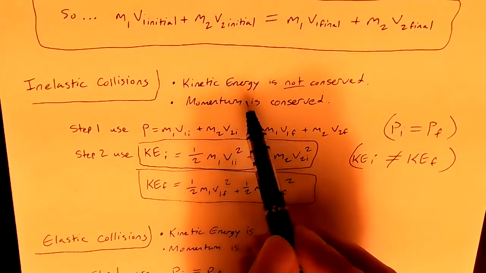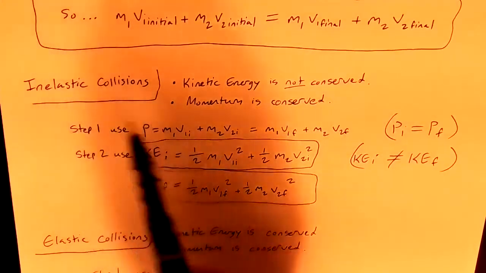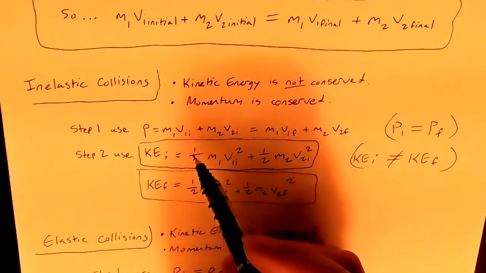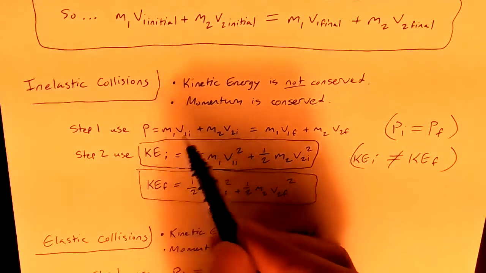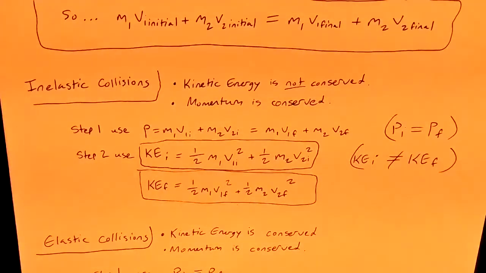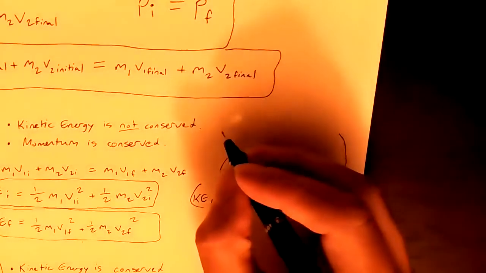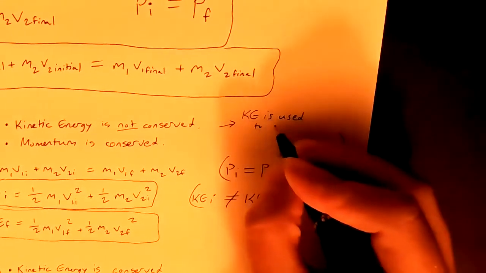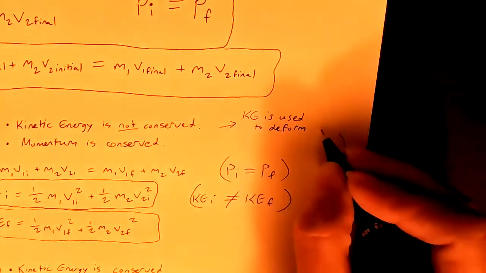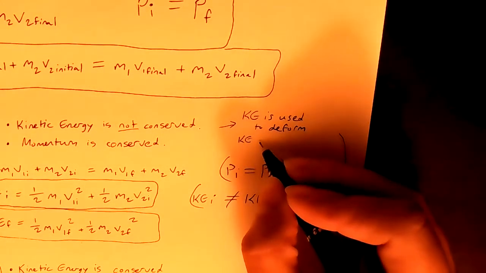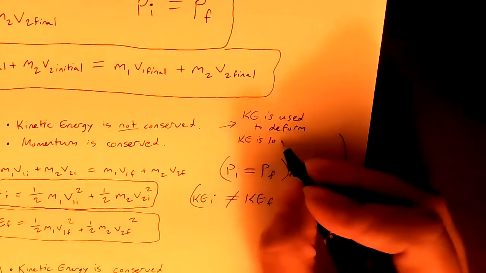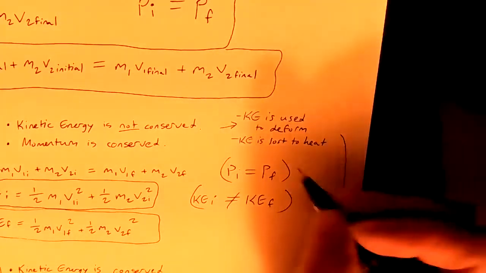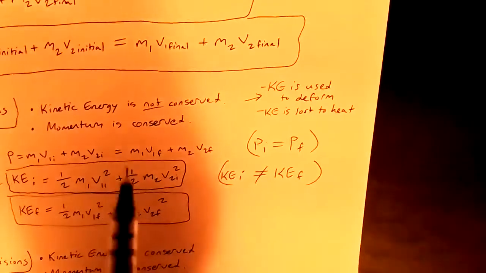However, kinetic energy is not conserved in inelastic collisions. And that is because some of that energy is used to deform the shape of these objects. And it could be lost to heat. So KE is used to deform, KE is lost to heat. So that is where the kinetic energy goes in these situations.